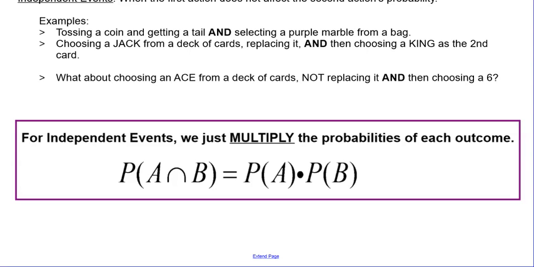So, here's the math for it. We just multiply the probabilities of each outcome. So you find the probability of the first, probability of the second, and multiply it. And if there's 3 events, multiply all 3.